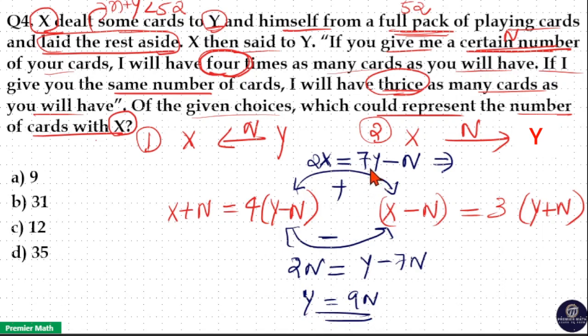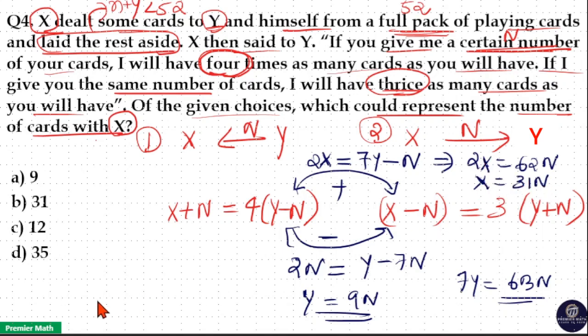If I substitute the y value in this, 7y will become 7 into 9n, that is 63n. If 7y is 63n, 2x is equal to 63n minus n, 62n. Then x is equal to 31n. Now we have got this x value 31n, y value 9n. Here we have already got that x plus y should be less than 52.